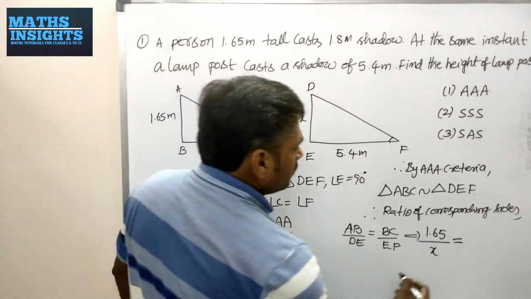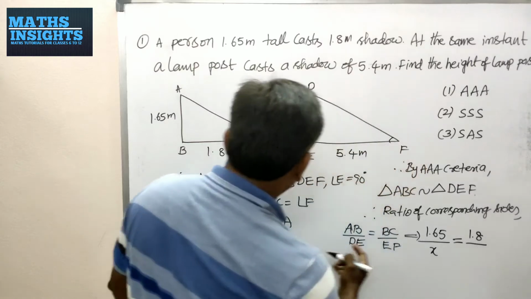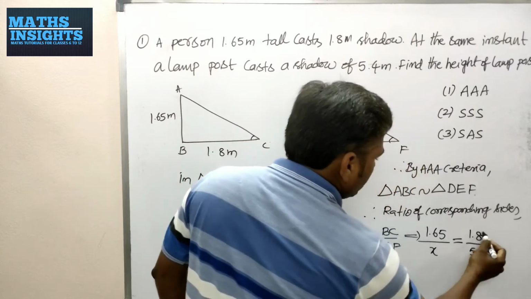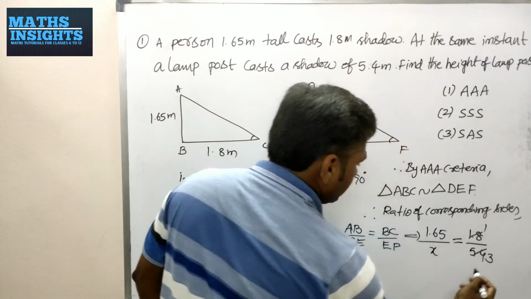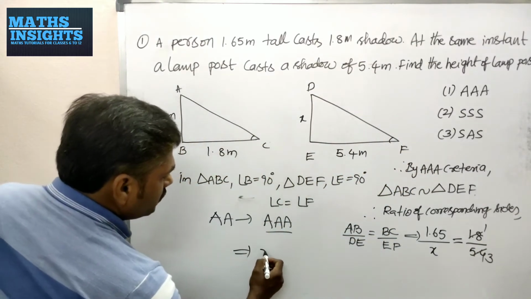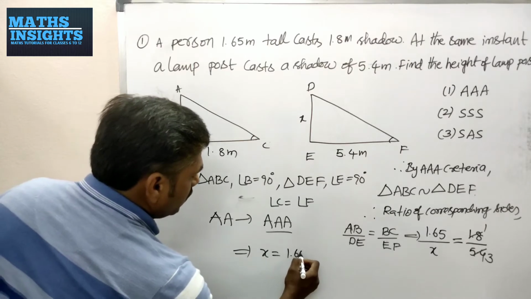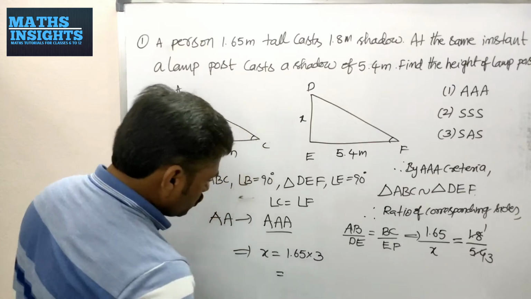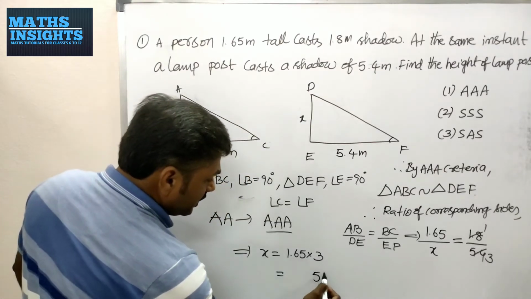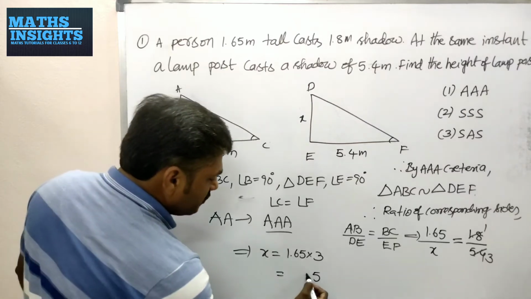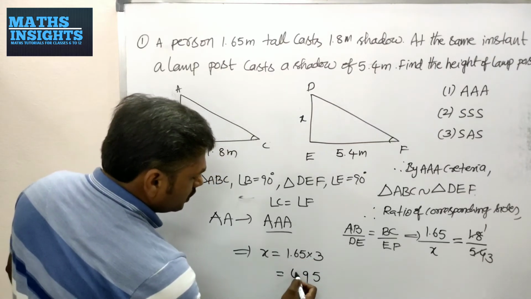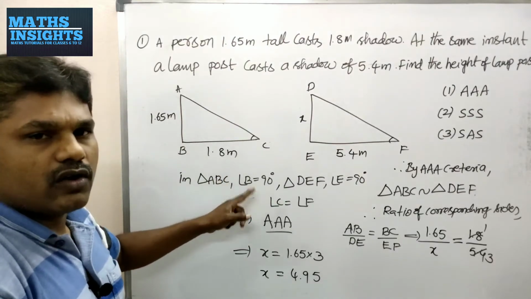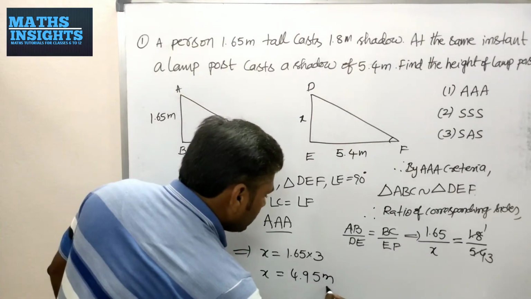1.8 by EF, which is 5.4. So 1.8 by 5.4 is 1 by 3. On cross multiplication, we will get X is equal to 1.65 into 3, which gives 3 fives are 15, 3 sixes are 18, plus 1 is 19, 3 ones are 3, plus 1 is 4. So 4.95. Since the units they have given are meters, therefore meters.